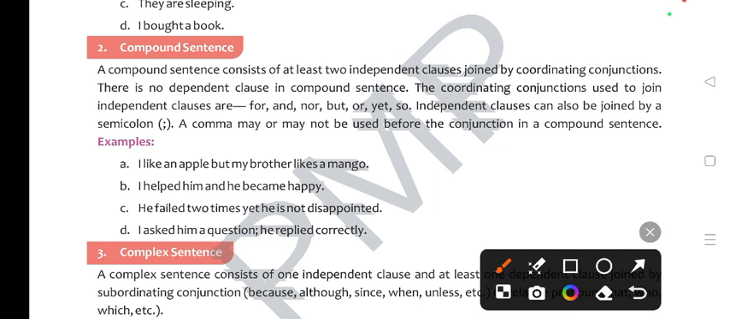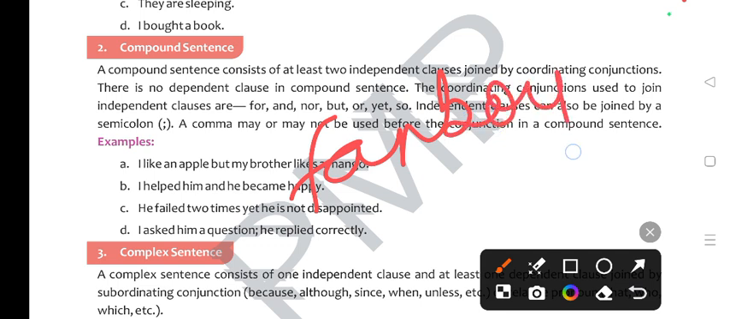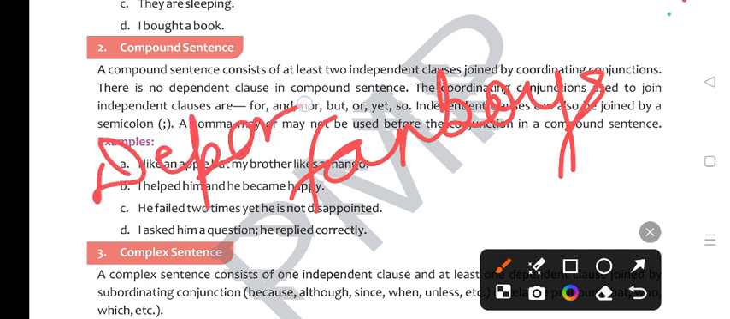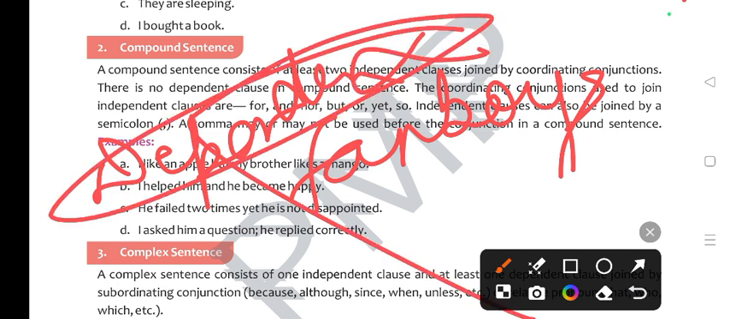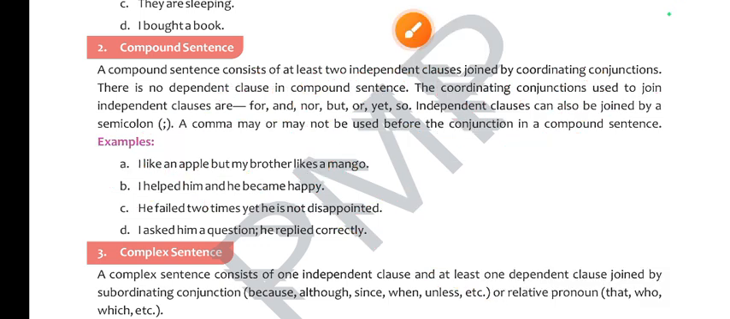Now look at this structure: compound sentence. A compound sentence consists of at least two independent clauses joined by a coordinating conjunction. There is no dependent clause in a compound sentence, and basically they are joined by using FANBOYS, as I have already told you many times in my previous class. So here you will not get any dependent clause. You will get only independent clauses and they are joined by using FANBOYS. Understood?